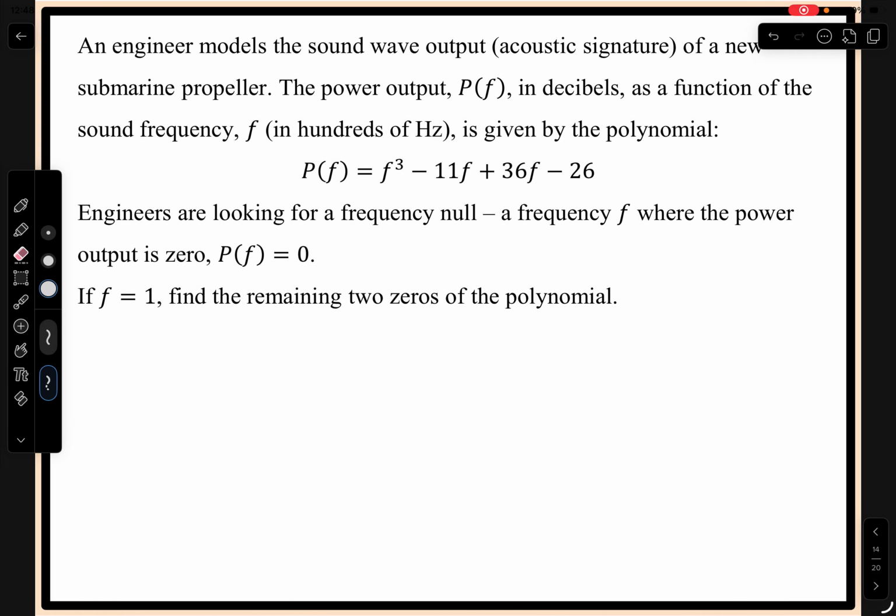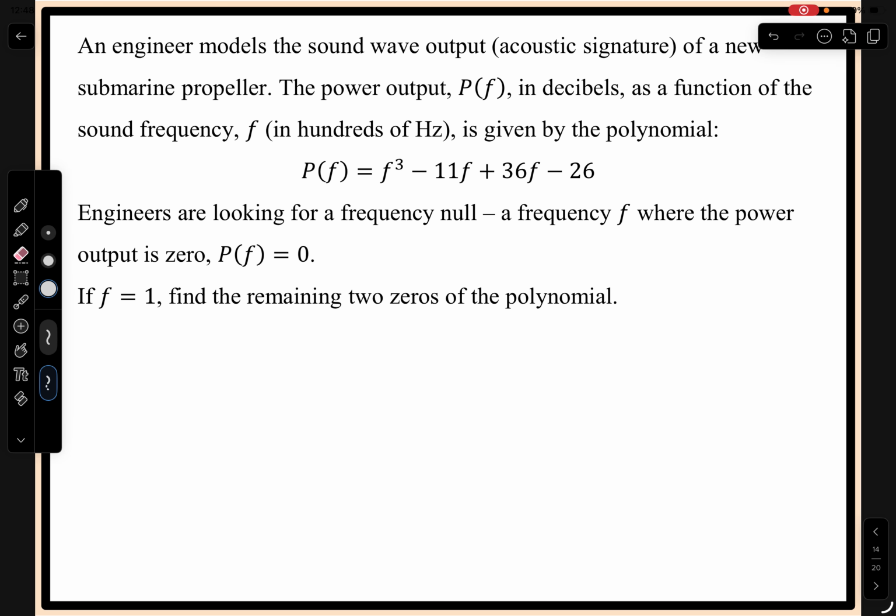In this example, an engineer models the sound wave output, the acoustic signature, of a new submarine propeller. The power output, P of F, in decibels, is a function of the sound frequency F in hundreds of hertz, and is given by this polynomial, P of F.